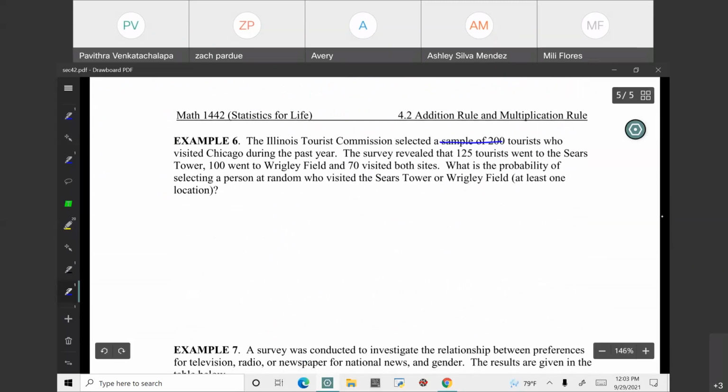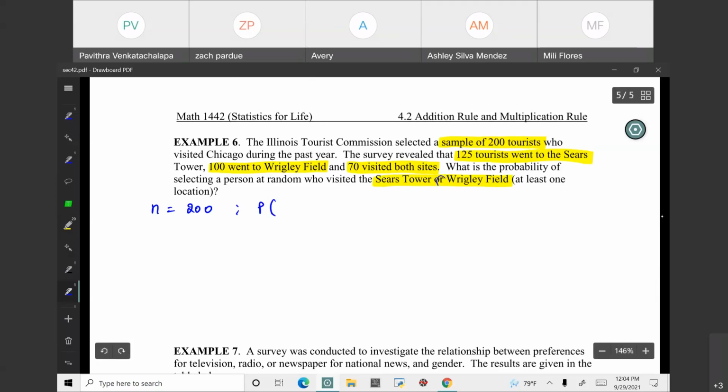Okay. So sample size is given. Sample of 200 tourists, which is small n, right? 200 tourists. Now, 125 tourists went to CS and 100 went to Wrigley, 70 visited both. Use the given information and find what has been asked. Look at this. It is OR, so you have to use addition rule. It's the same as we did before.